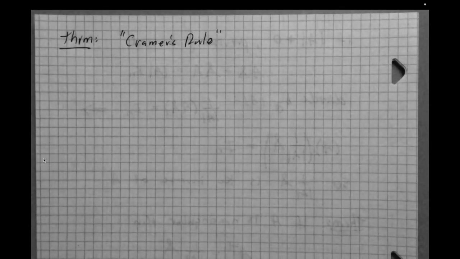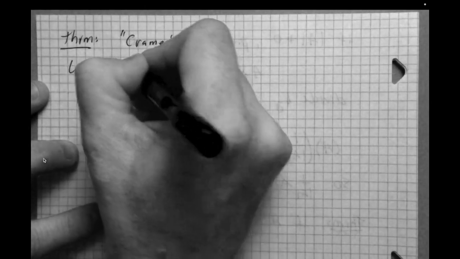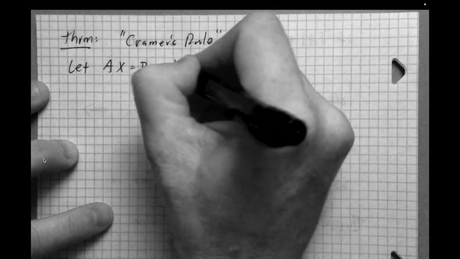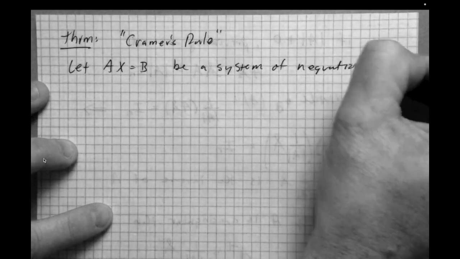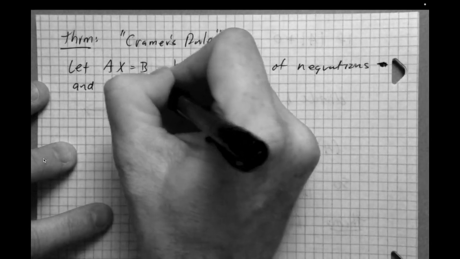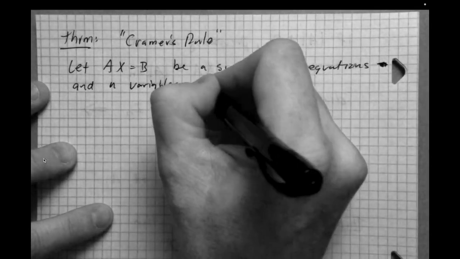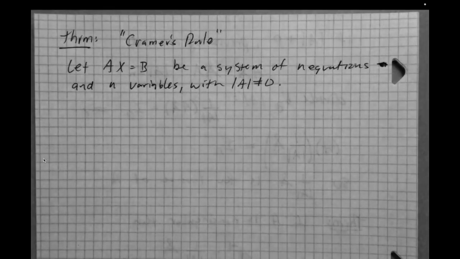Basically, the idea here is to use a series of determinants to calculate the solution of a particular kind of system of linear equations. So let's see how it works. Let Ax equal b be a system of n equations and n variables, with the determinant of A non-zero. So we need a non-zero determinant for the coefficient matrix A.